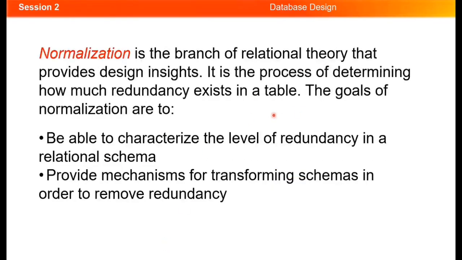Normalization is that branch of relational theory that provides data insights. It is the process of determining how much redundancy exists in the data model or in the table itself. The goals of normalization are to be able to characterize the level of redundancy in a relational schema and provide mechanisms for transforming the schemas in order to remove that redundancy. And if we haven't talked about it yet, just to review, a schema is the template for our data model.